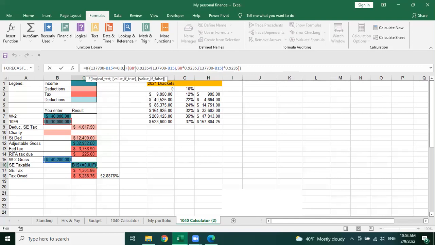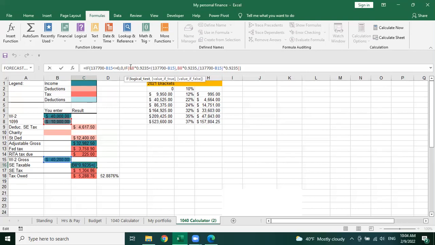then we want to take our 1099 times 92.35%. This is a weird number that they put in your tax forms as a sort of taxable amount. I don't know why they do that, but it's not 100% of your 1099. It's 92.35%. I don't know why that is.